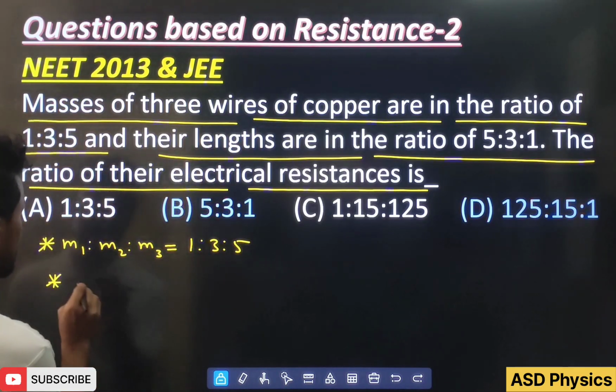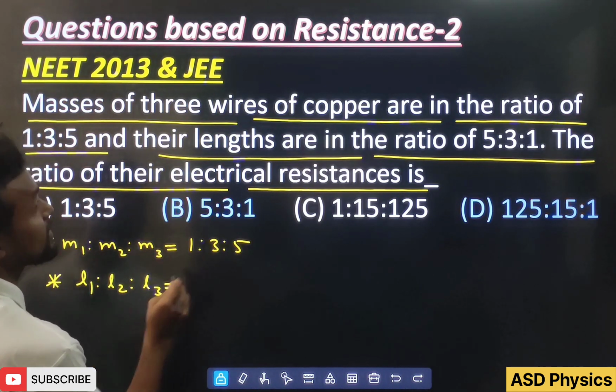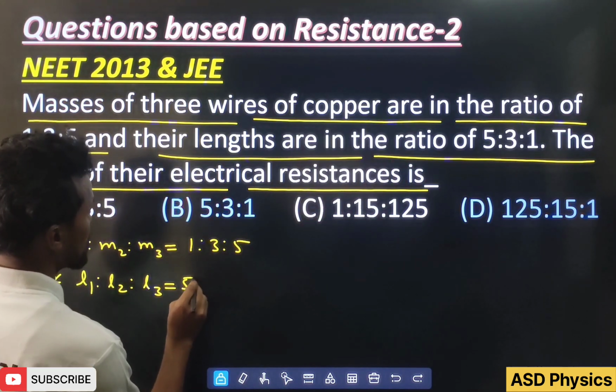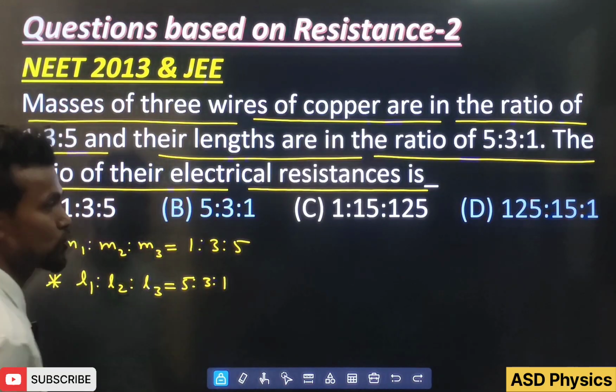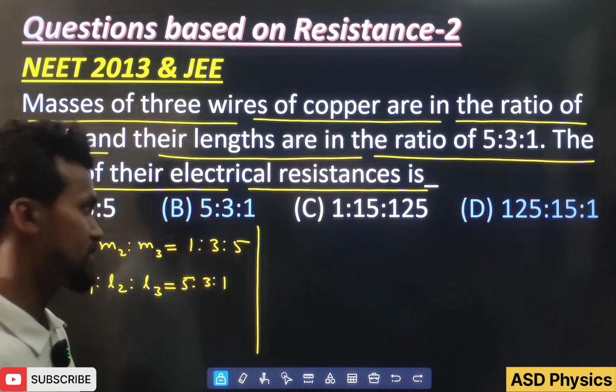After that, the length ratio is given. L1:L2:L3 is 5:3:1. Now we have to calculate the resistance ratio.